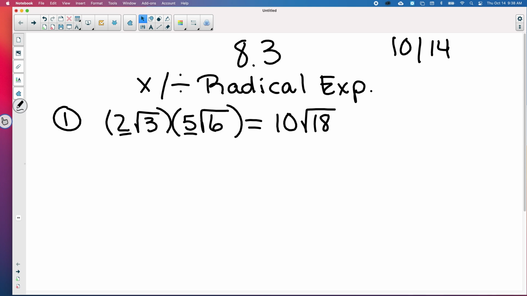After you've multiplied, you need to then look at your answer. Because if it'll simplify, you should simplify it. So can radical 18 simplify? Yes. So I could make it 9 and 2. So square root of 9 is 3. So it simplifies to 30 radical 2.